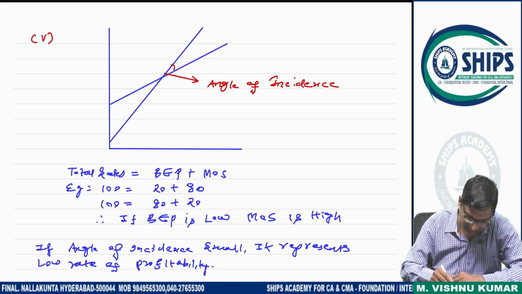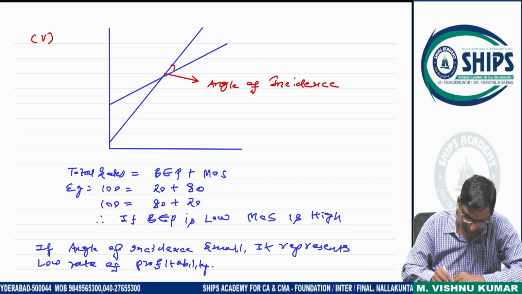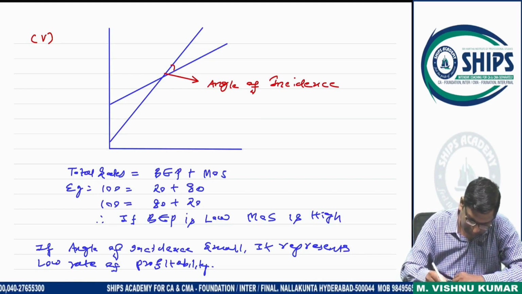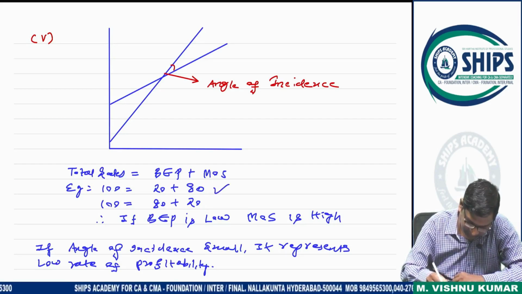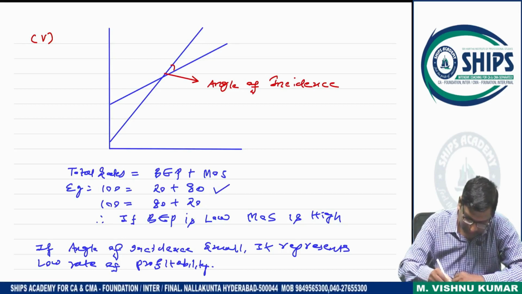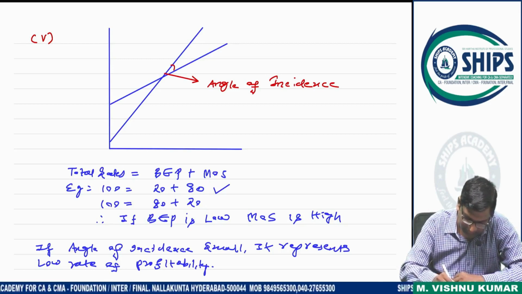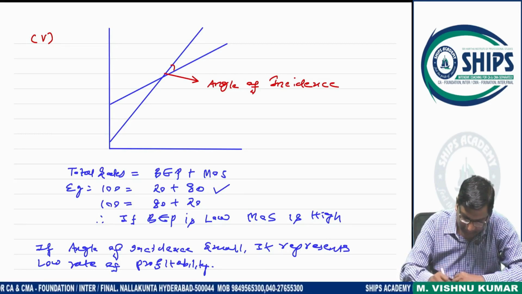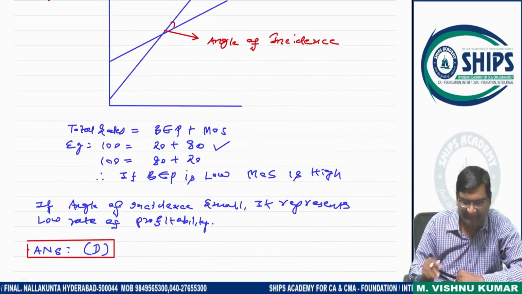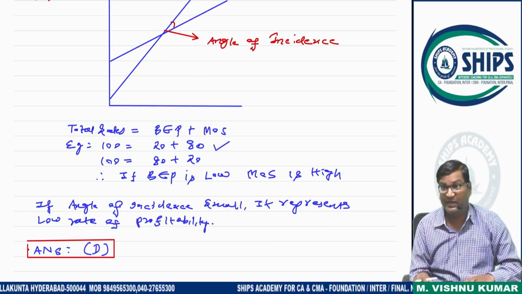So total sales, break-even sale and margin of safety. For example, if total sale is 100, break-even 20, so margin of safety will be 80. If total sale is 100, break-even point 80, means margin of safety will be 20. The examiner has tested this question. It means break-even point is less, so margin of safety will be high. And the angle of incidence representing a small angle means profitability will be low. So if angle of incidence is small, it represents low rate of profitability. So your answer is D. Answer is what? D. I hope this is also understood.